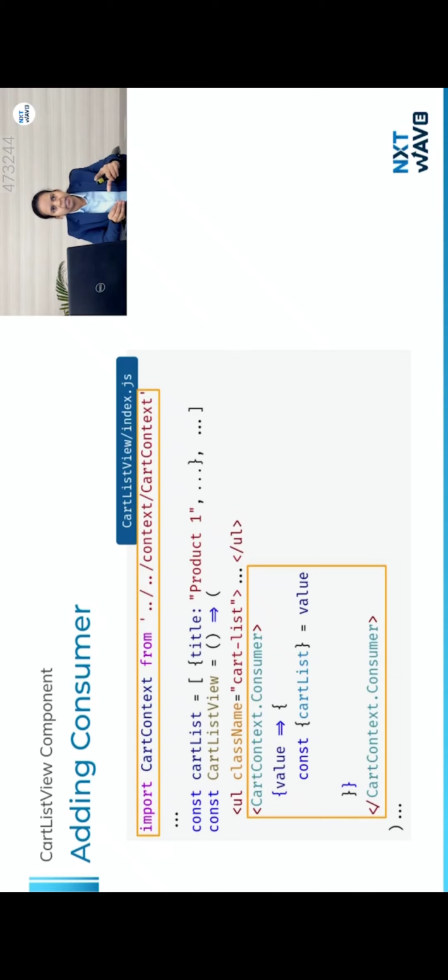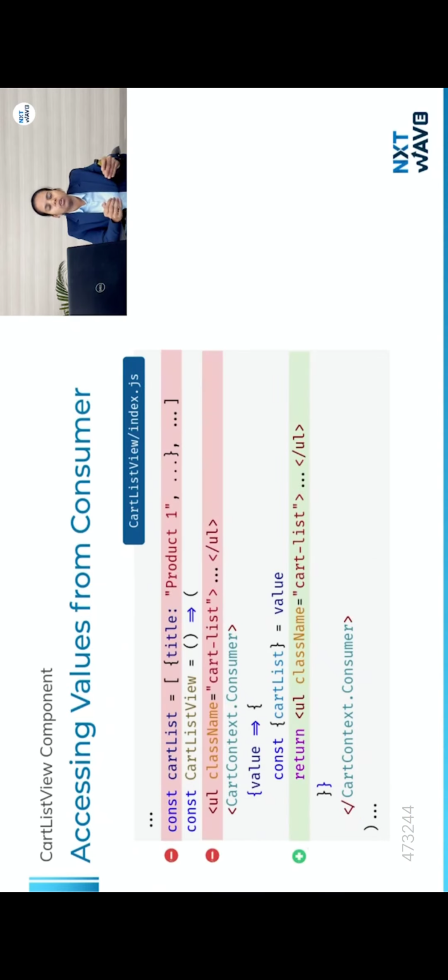So you can see we have added the consumer component, to which we have the callback function. From there, we are accessing the cart list. And finally, based on the cart list, we are displaying the cart items.